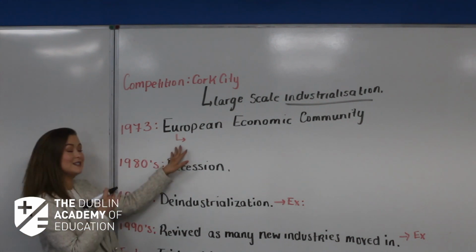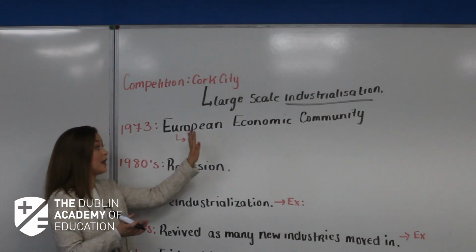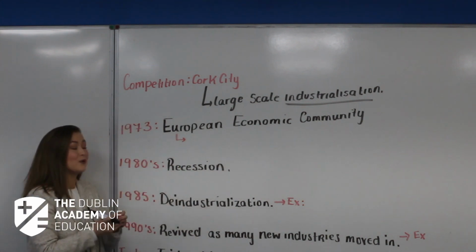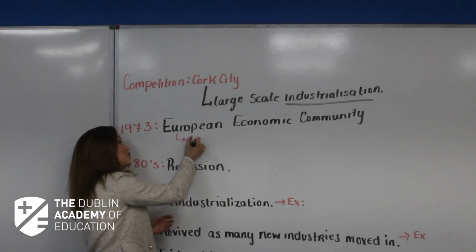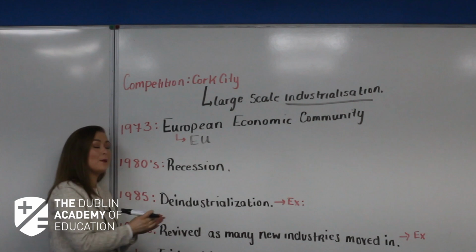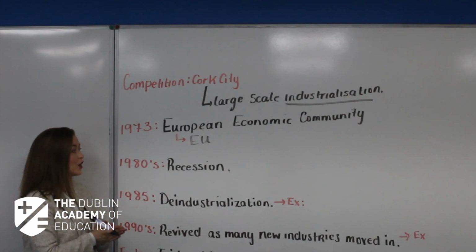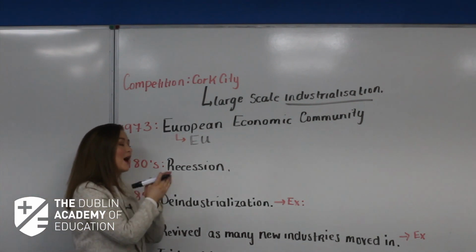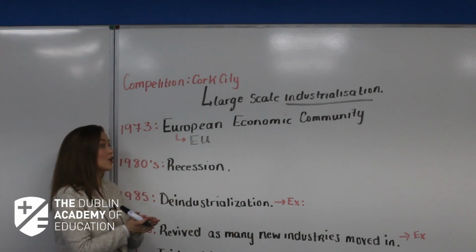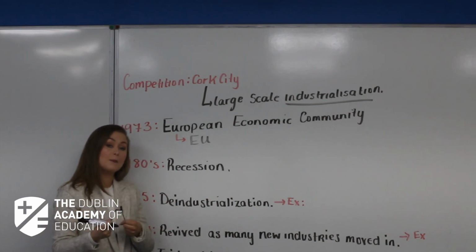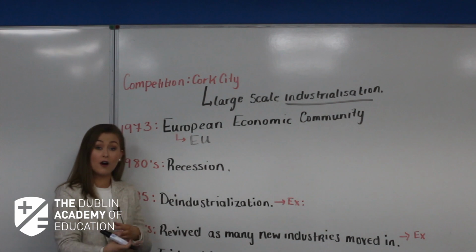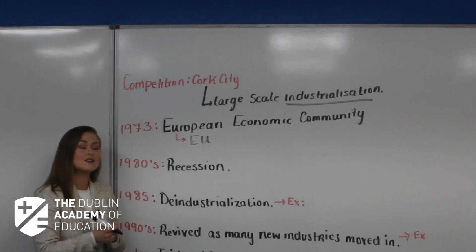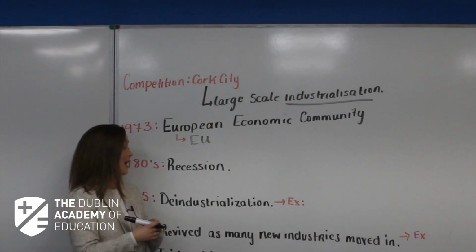Now, in 1973, Ireland joined the European Economic Community. Currently, we know that as the European Union. What that meant to Cork City in particular was that the manufacturing industries in Cork City had larger competition from outside of Ireland. That meant that a lot of these industries actually closed down.